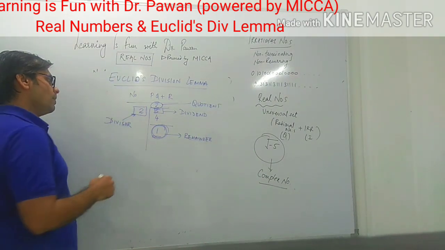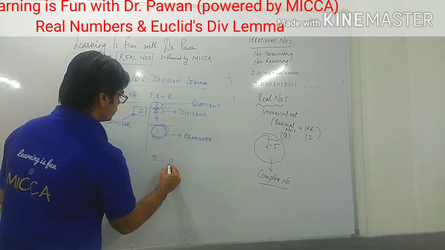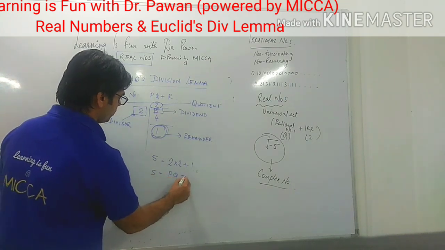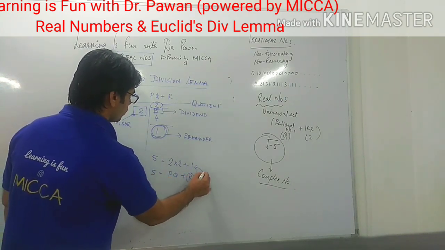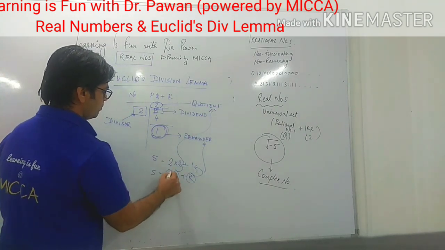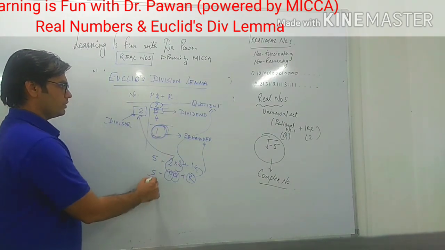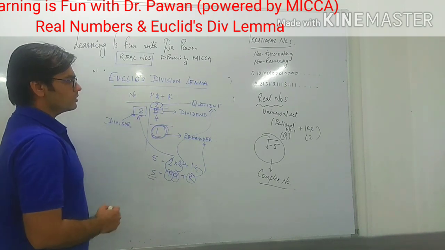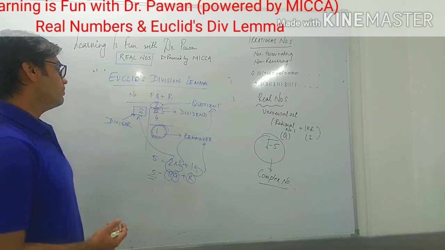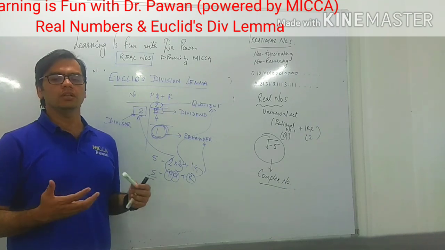If you look at it, your 5 is 2 into 2 plus 1, which is 5 equals PQ plus R, where R is your remainder, Q is your quotient, and P is your divisor. 5 of course is your dividend. So simplistically this is Euclid's division lemma, and we use it to find HCF of numbers.